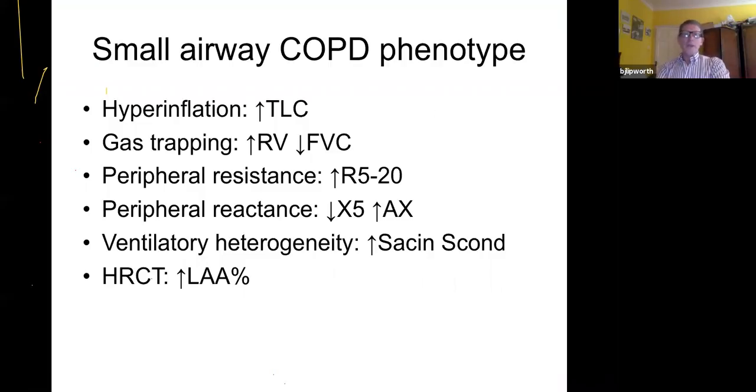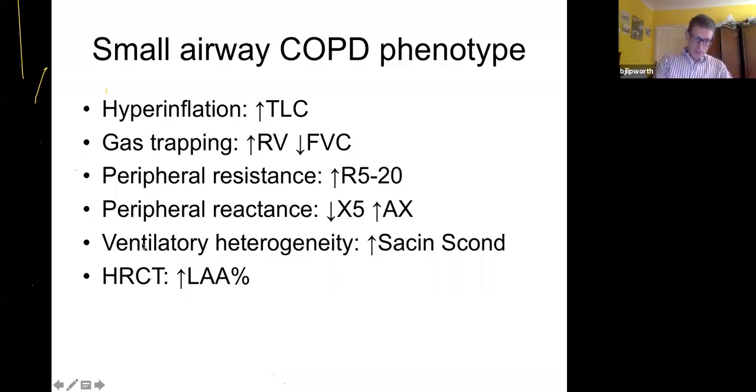So what would we consider to be a typical phenotype of a patient with COPD who's got small airways disease? And most patients with COPD have small airways disease, to be honest. We'd expect them to have hyperinflation in terms of an increased total lung capacity. We'd expect them to have evidence of air trapping or gas trapping in terms of an increased residual volume. And when the residual volume goes up, by definition, the vital capacity goes down. We'd expect them to have an increased peripheral resistance and also to have an increased peripheral reactance, either as a reduced value of reactance at 5 Hz or an increase in the area under the curve.